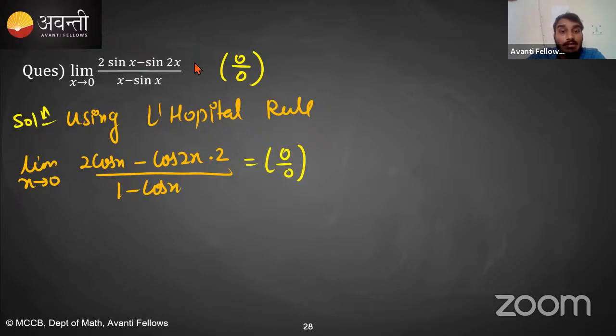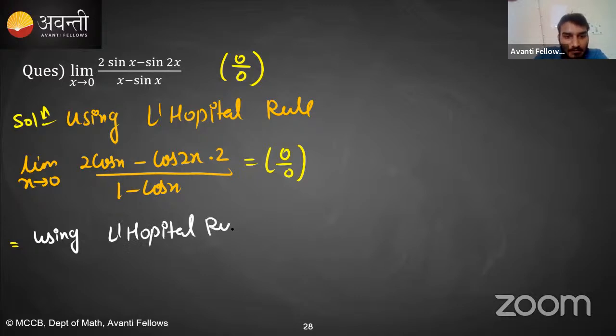So what does this mean? It means we have to differentiate again, right? So now again differentiate. What will you get? Differentiate the numerator, so using L'Hopital rule again.